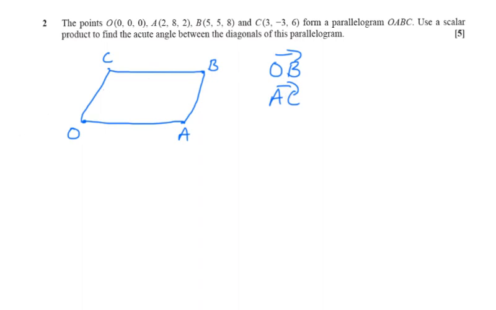So what we're being asked to do is find the angle, the acute angle, so this angle, between O to B and A to C. So we need to know what O to B and A to C are. O to B is easy. The vector O to B is just going to be 5, 5, 8, because that's the definition of a position vector. It's how to get from the origin to the coordinate. So that's just 5, 5, 8.